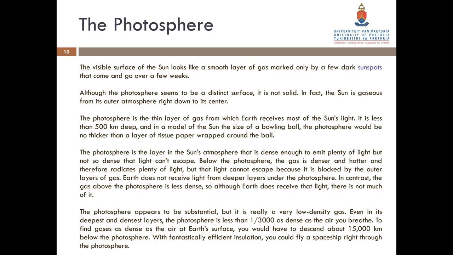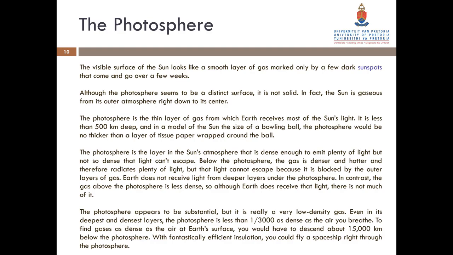The photosphere is a thin layer of gas from which Earth receives most of the sunlight. It is less than 500 kilometers deep, and in a model of the sun the size of a bowling ball, the photosphere would be no thicker than a layer of tissue paper wrapped around a ball. The photosphere is the layer in the sun's atmosphere that is dense enough to emit plenty of light, but not so dense that light can't escape.